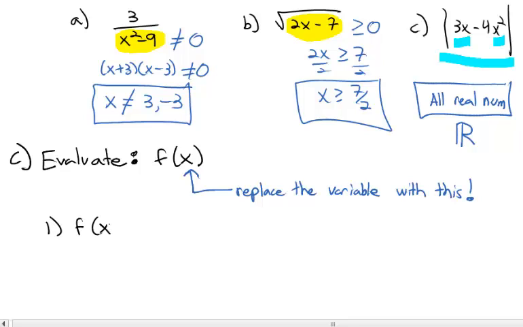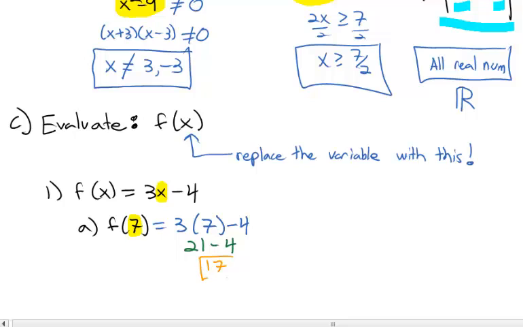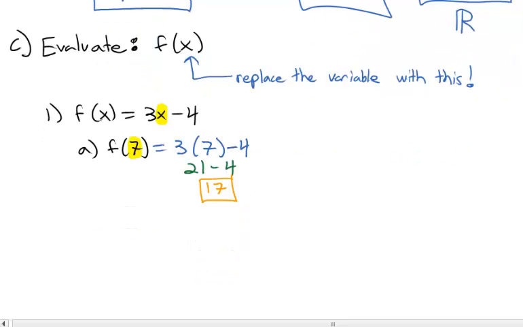So for example, if I've got the function f of x equals 3x minus 4, and I'm asked to find f of 7. Notice the 7 is inside the parentheses, so the 7 is going to replace the variable. Whoops, wrong color. So we have 3 times x, which is now 7. Notice when we replace it, it goes into parentheses, minus 4. Well, that's pretty easy to simplify. 3 times 7 is 21 minus 4, and 21 minus 4 is 17. So f of 7 is equal to 17.